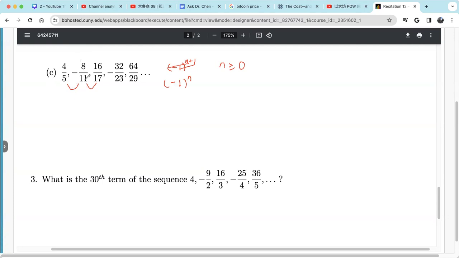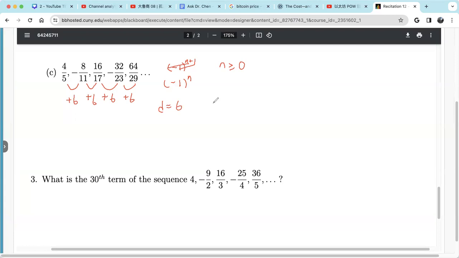5 to 11 to 17 to 23 to 29. 5 to 11 is add 6. 11 to 17 is add 6. 17 to 23 is adding 6. 23 to 29 is adding 6. So the denominator is an arithmetic sequence, and the common difference is positive 6.